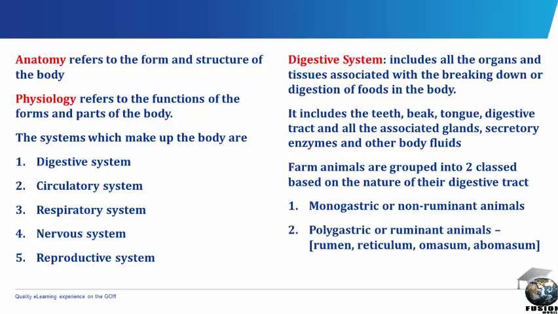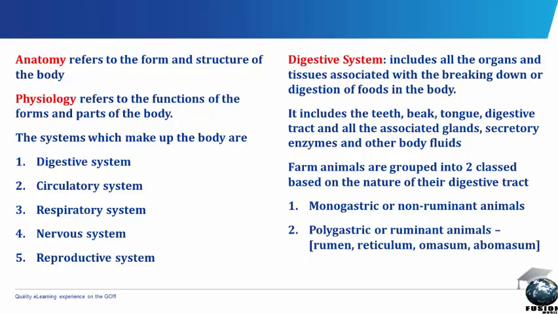This in turn will help him to understand more about the nutrition, reproduction, and management of these animals. Some of the systems we have are the digestive system, circulatory system, respiratory system, nervous system, and the reproductive system.